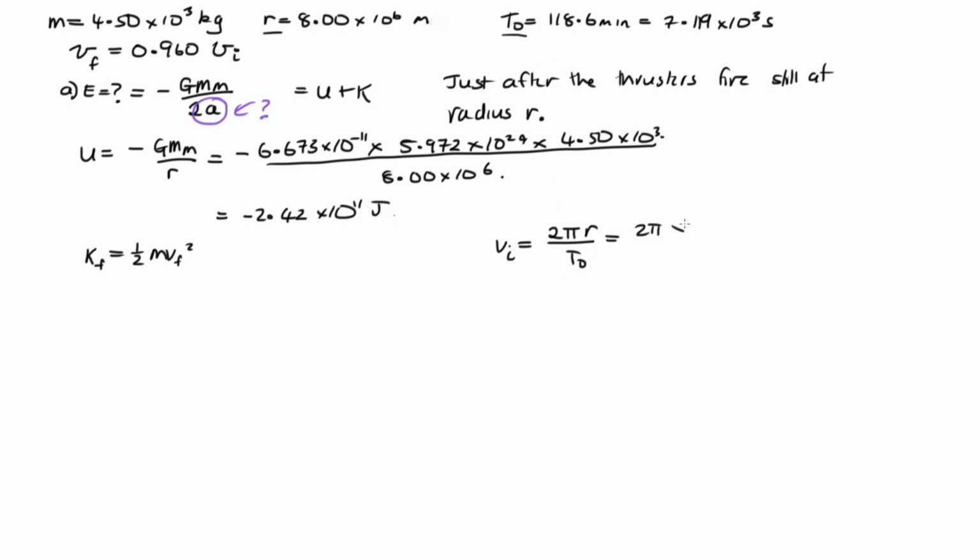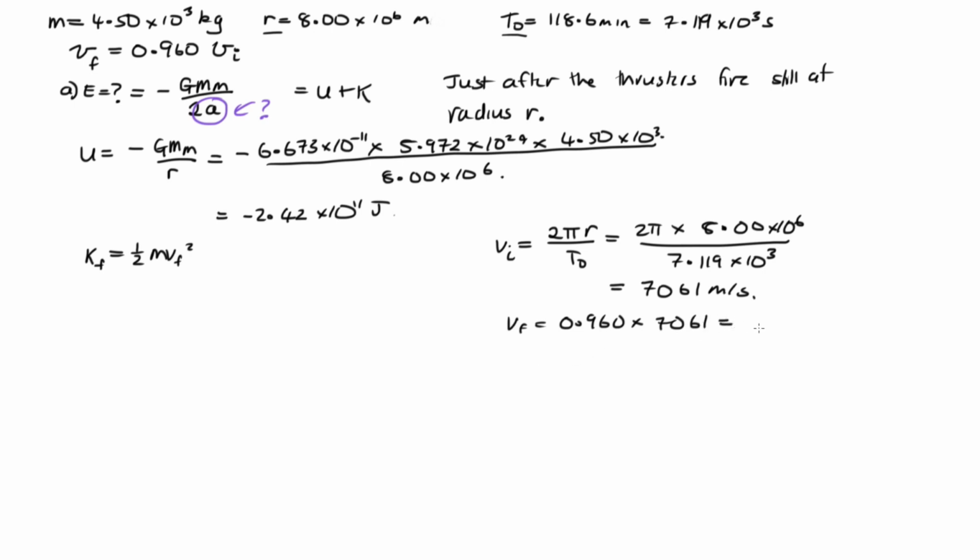So this is 2 pi times 8 times 10 to the 6 divided by 7.119 times 10 to the 3. And solving this, we get the initial speed as 7,061 meters per second. So the final speed is equal to 0.960 times 7061, and that is equal to 6,778 meters per second. Okay, so now we can substitute in here. So we've got a half times 4.50 times 10 to the 3 times the 6,778 squared. And solving this on the calculator, we end up with 1.034 times 10 to the 11 joules.